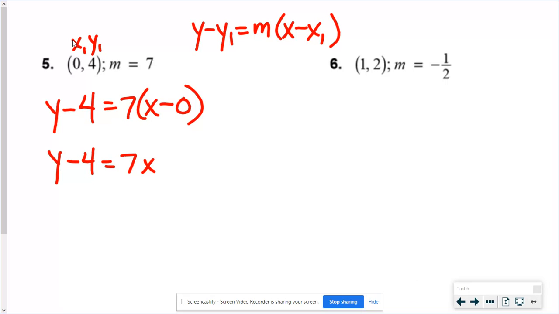So for number 6, I'm going to have y minus, now I'm not going to label my x and y this time. You know where they are. The y number is 2. The m is my -1/2, and then in parentheses, x minus my x number. And in this case, there is nothing to clean up. That one's just done exactly the way it is.